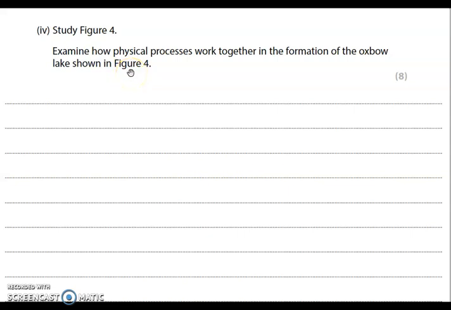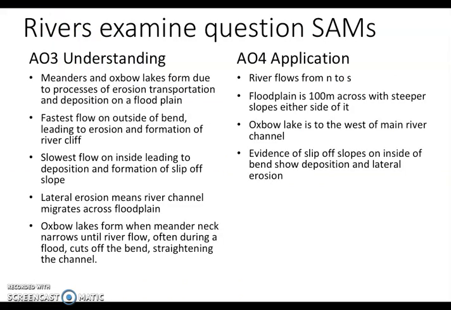We need to relate to figure 4 as well, so the information we've just discussed, you need to include in your answer. As we saw with coasts, what I've tried to do is break down the key information that you would need. We've got the understanding seen here, the AO3, and the assessment objective 4, the application of it. So what information have we got from the resource? So we know that meanders and oxbow lakes formed by erosion, transportation and deposition on a floodplain. We know where the fastest flow and what that leads to, what the slowest flow leads to.